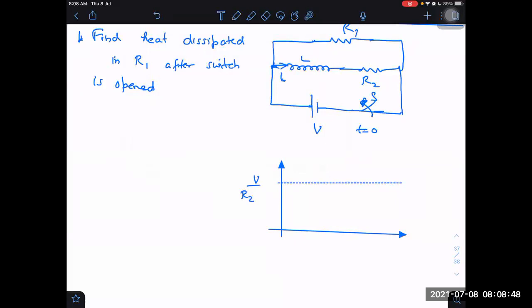And then this current will start decreasing. This current can suddenly change, but I have no control over that. But this current will not change suddenly. It will start decreasing gradually.